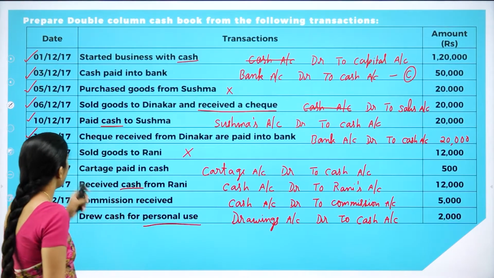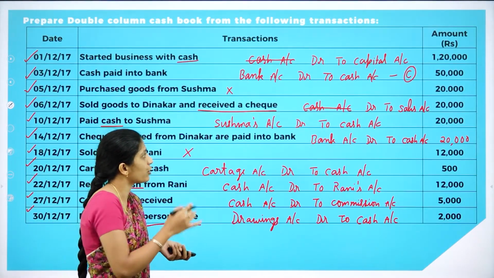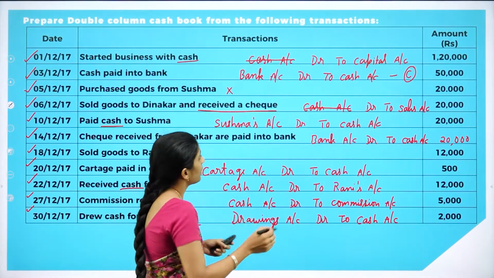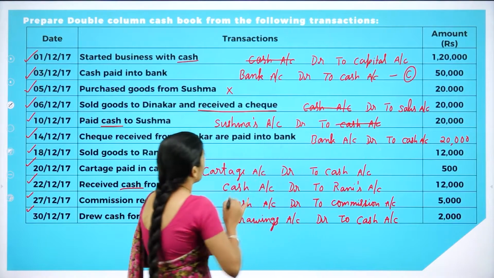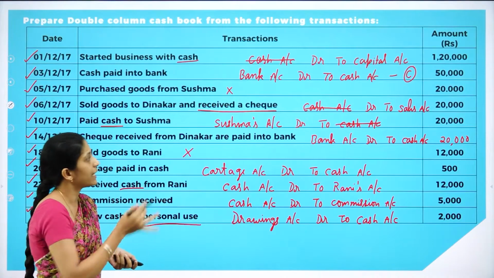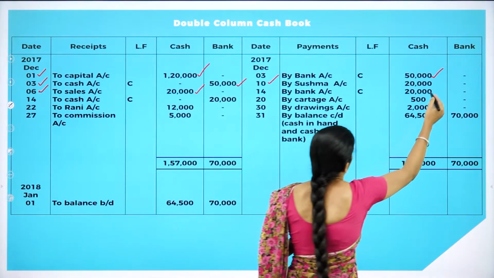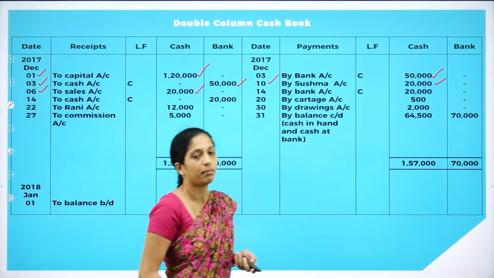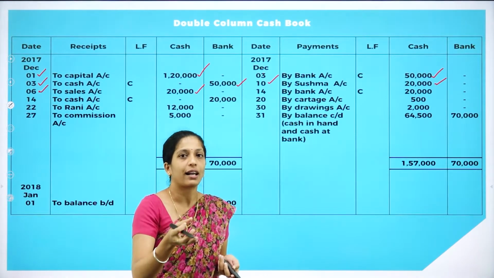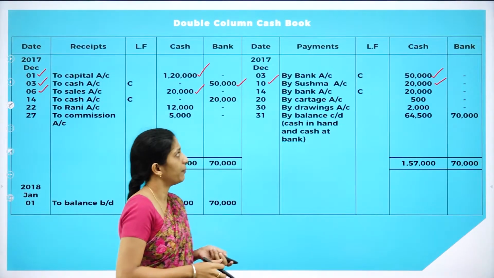Moving on to the next entry, paid cash to Sushma on 10/12/2017. Your entry was Sushma's account debit to cash account. How do you record it? Leave this cash account. You record it as by Sushma's account because it is a payment. You write on the payment side 10/12/2017 by Sushma's account. You record the amount in the cash column because we paid cash to Sushma, so it is a cash transaction. The amount has to be written in the cash column.